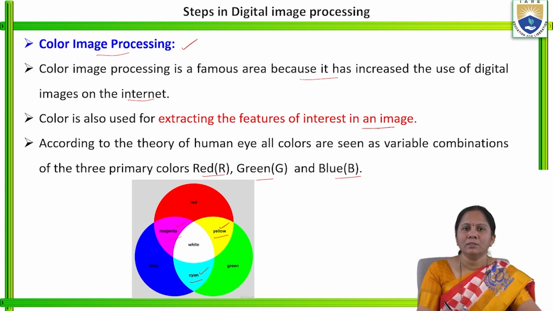So these are the three primary colors and different combinations of these three primary colors. These are the colors that are visible to the human eye.